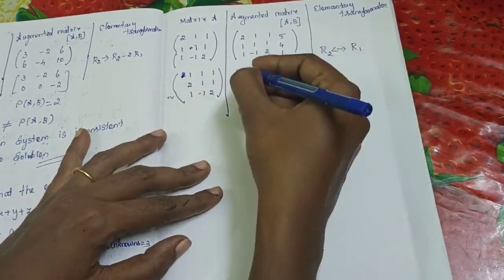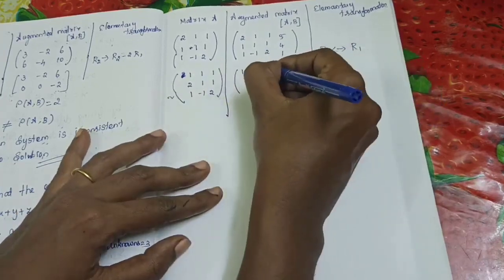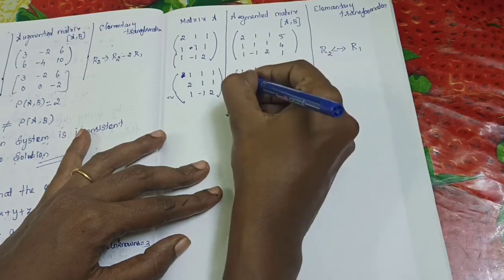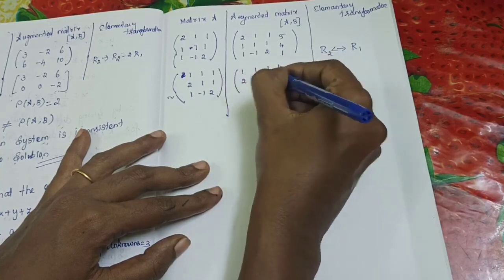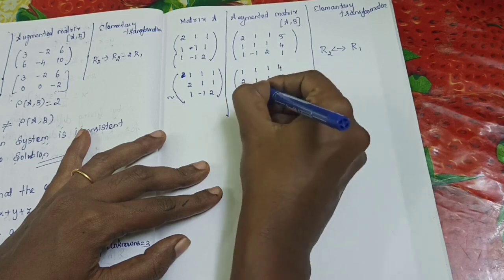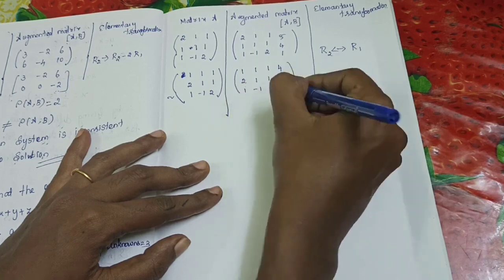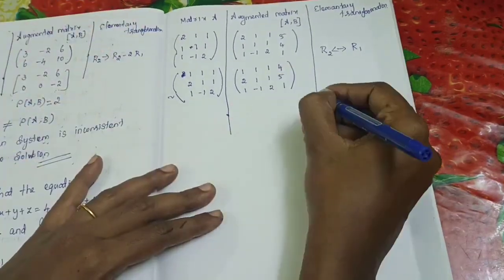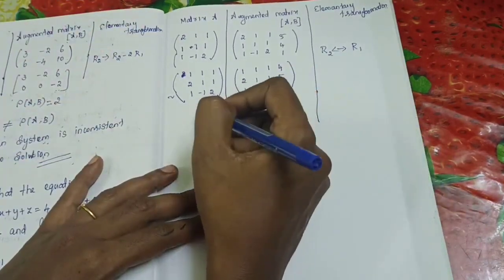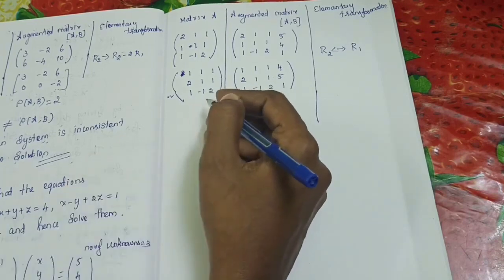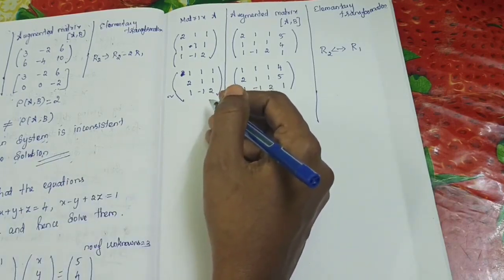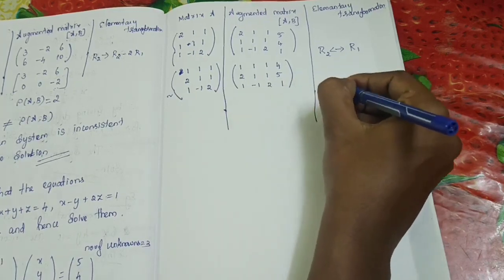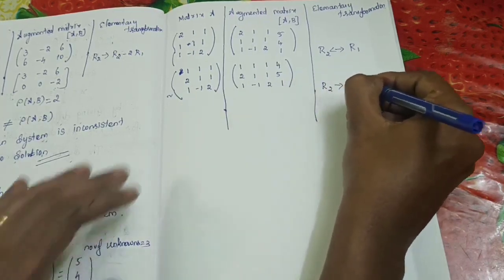Here also you need to do the same thing. So what will happen? 1, 1, 1, 4. Then here 2, 1, 1, 5. Then 1, minus 1, 2, 1. Understand? So now it is very easy to make these 2 entries 0. Okay. So now we are going to make these 2 entries 0. How? R2 implies R2 minus 2 into R1.